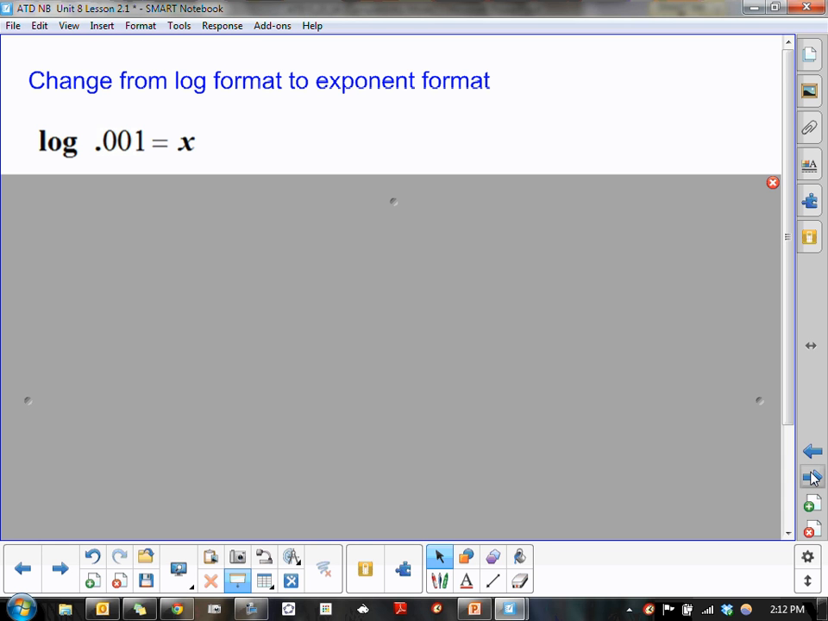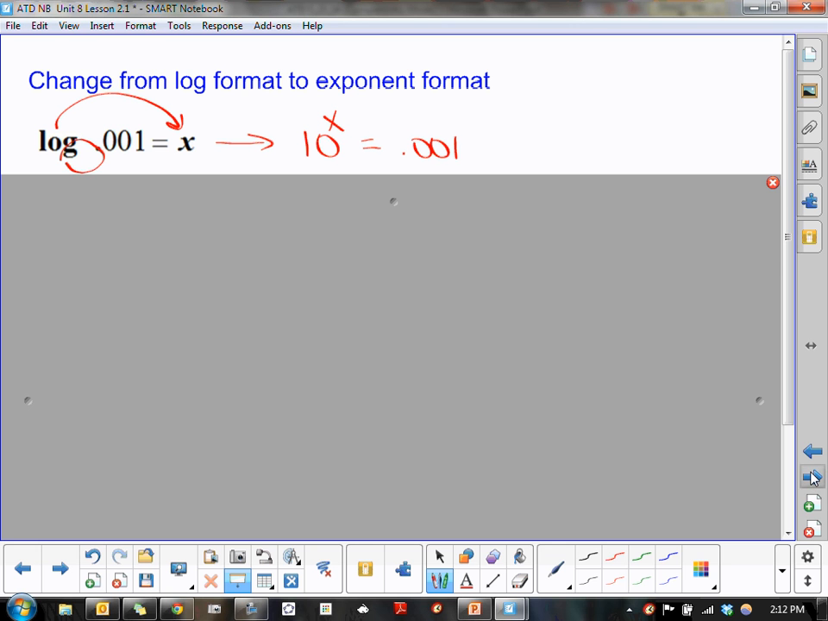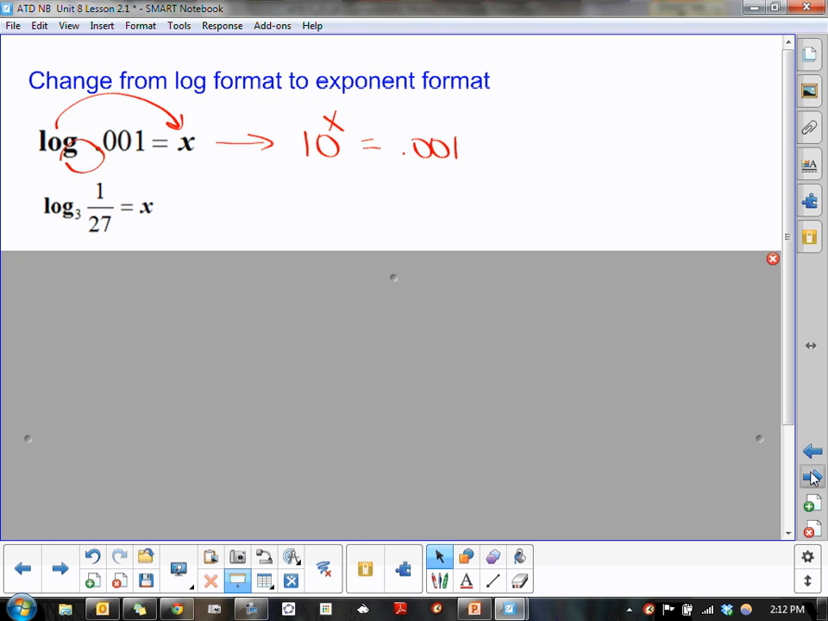Okay, let's see if we're on track. With this skill, what I'm looking for, number one, if there isn't a base written, what is always the base if there's nothing written? So our base of our exponent must be 10, and since logarithms always equal exponents, that has to be the exponent. Here's my antilog, 0.001. Another one.